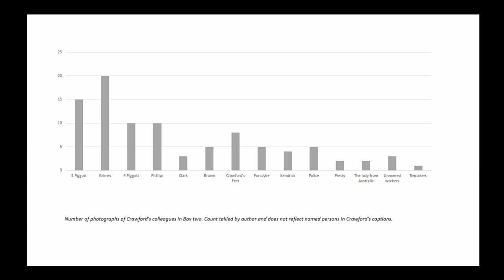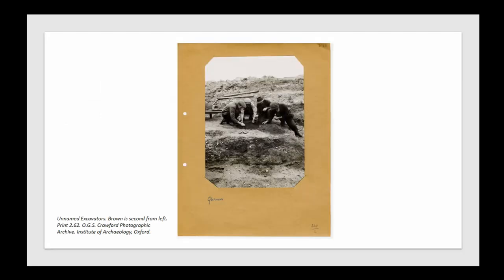So Crawford's enmeshment in the social landscape of Sutton Hoo is notable both in the content and his labelling of the prints. Just three of the 124 photographs that Crawford took have as their sole subject excavators with whom Crawford would have been unfamiliar. In contrast, persons like Grimes, Stuart and Peggy Piggott, and Charles Phillips appear a total of 58 times. In labelling his prints, Crawford only names those excavators who he's personally familiar with, so those local excavators like Fuller, Spooner, and Basil Brown. You can see here in the flat cap. They're not really ever labelled.